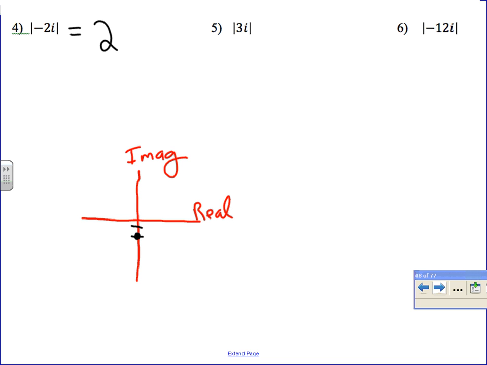The absolute value of 3i is 3 because 3i, if we plotted 3i, it would be up 3, okay? It is 3 units from 0. And then the last one here, the absolute value of negative 12i, that would be down underneath on the y-axis, is 12 because that is 12 units from the origin. In other words, it's 12 units from 0. Okay, so the absolute value of something is your distance from 0. It's always going to be positive unless there's a negative in front.